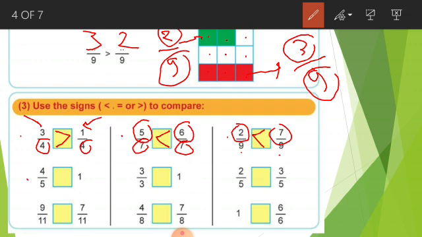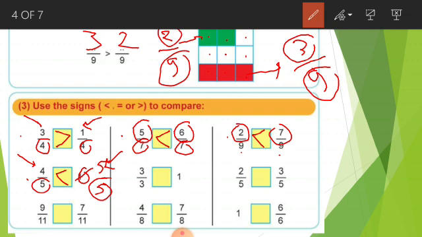4 fifths, greater than, smaller than, or equal to 1? We have the same denominator here. I have 1, I have a whole 1. I will convert 1 to equal 4 over 4 or 5 over 5. I heard you, 5 over 5. Why 5 over 5? To equal the denominator in the other fraction. Here I have the same denominator, 5 and 5. I will compare the numerator, the number at top. 4 is less than 5.